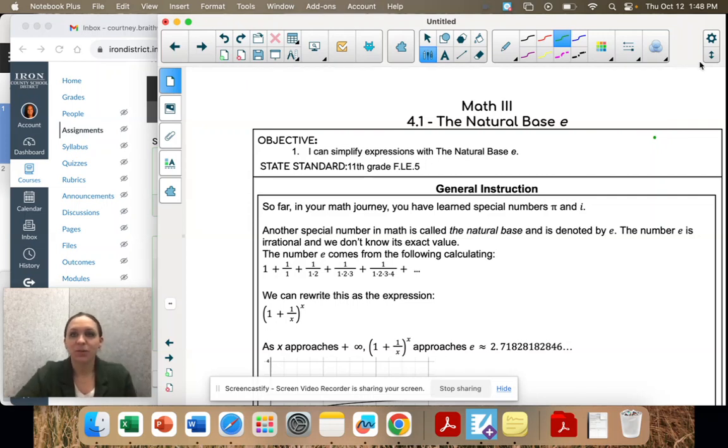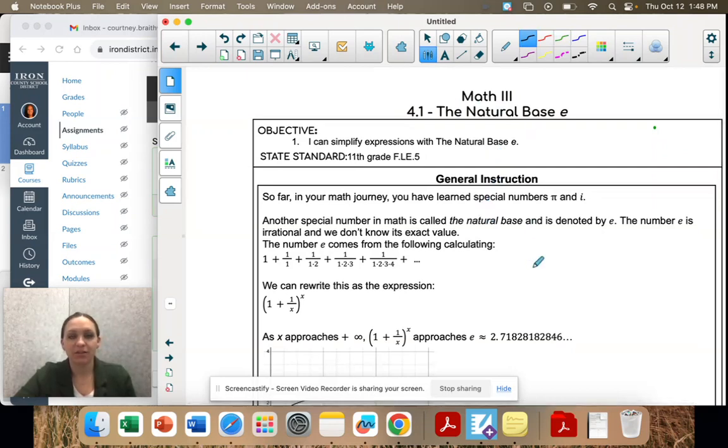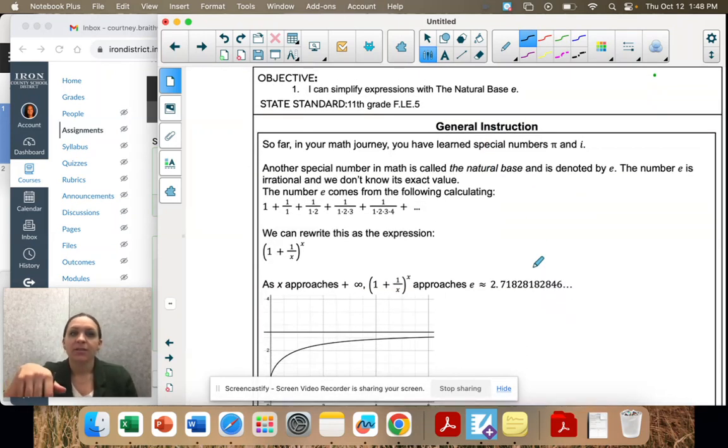Okay, welcome to Unit 4. 4.1, we're talking about the natural base E. So E is this number that we see in math a lot. It's irrational, which means it goes on forever and ever and ever. No one's ever found the end.